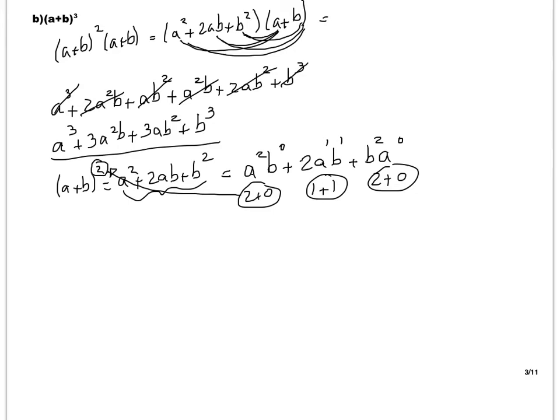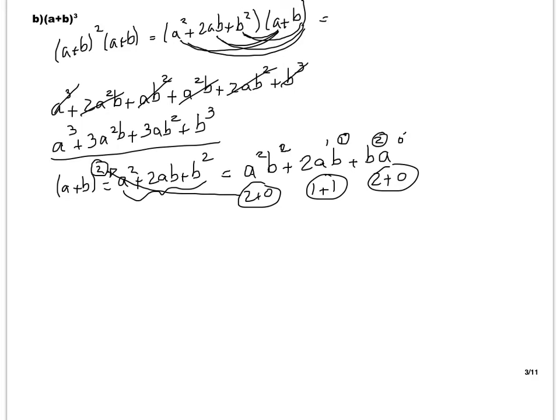At the same time, look at b. b starts from 0, then it went to 1, then it went to 2. We are going to use this fact when we talk about how to use Pascal's triangle to expand any binomial.